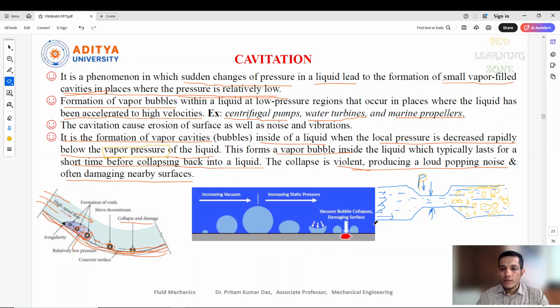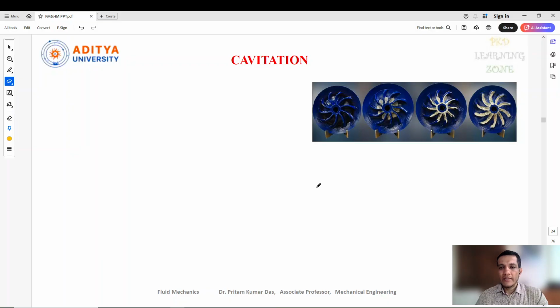So if cavitation is there, look at this, the impeller part of a pump. When it is newly purchased, the condition will be like this. This is the new impeller. Now if cavitations are there in the flow, then we can see the condition of this impeller after 3 months of usage.